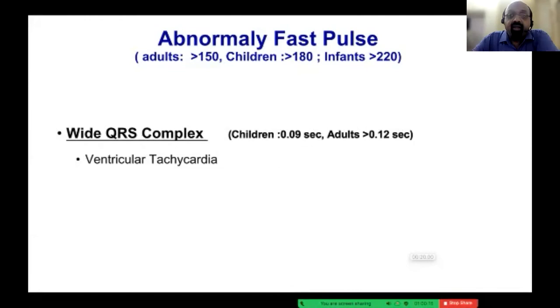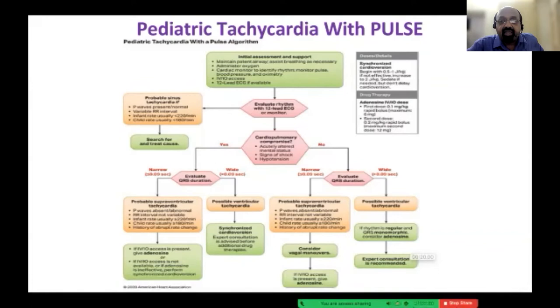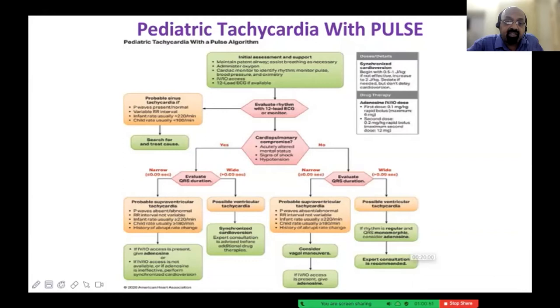Okay, this is the 2020 AHA tachyarrhythmia algorithm. The important thing I'm showing here is cardiopulmonary compromise. You see on the monitor or ECG that the heart rate is abnormally fast. So what do you look at in the patient? Is the patient compromised cardiopulmonarily, hemodynamically? If yes, then you look at the QRS, narrow or wide. Even if no, you look at the QRS again, narrow or wide, and go. So hemodynamic compromise is a very important step in approaching a child with tachyarrhythmias.